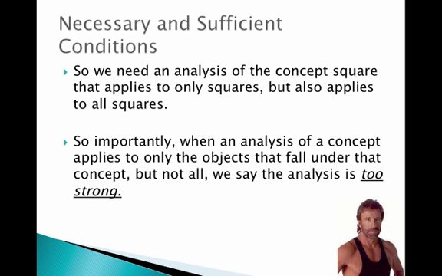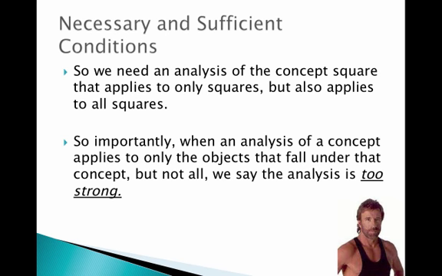squares. So importantly, when an analysis of a concept applies to only the objects that fall under that concept, but not all, we say the analysis is too strong. It's too restrictive. It leaves out too much. We don't want our conceptual analysis to be too strong or too restrictive. We don't want it to leave out stuff that should count as a part of it. Here's something important.